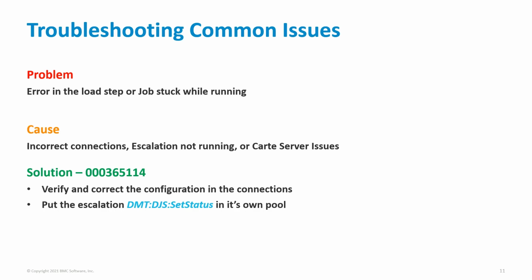The second cause that we have seen is escalation not running. This problem usually occurs if the escalation pool is kept busy by another escalation running on the same pool. So we have to make sure that the escalation is always kept on a dedicated pool and there is no other custom escalation put on the same pool, which is keeping the server busy. Another cause when the job gets stuck is when the admin servers are not responding. It corresponds to the Carte server issues as well.